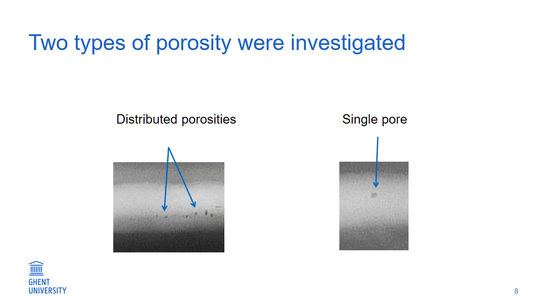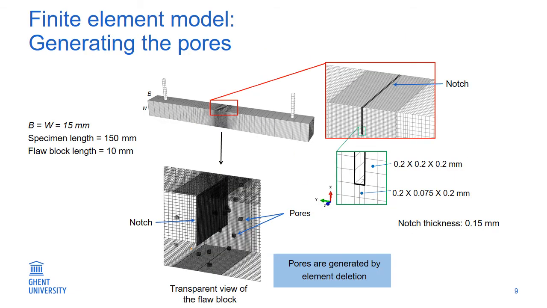As said previously, the aim of this research is to investigate the influence of porosities on the accuracy of unloading compliance and DCPD measurements. In order to do that, two types of porosity were investigated: distributed porosities, a set of pores, and a single pore. Pores with an intended spherical shape were generated by deleting elements located in a dense mesh region of the finite element model. This region is called the floor block. The notch was also modeled by element deletion.